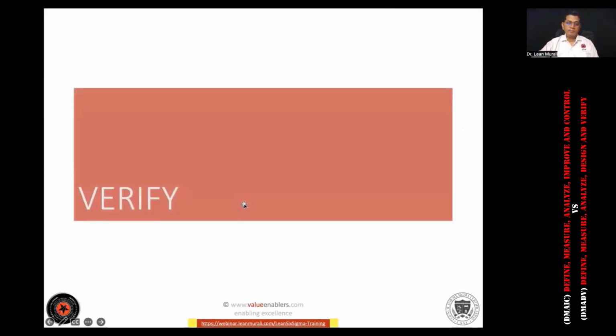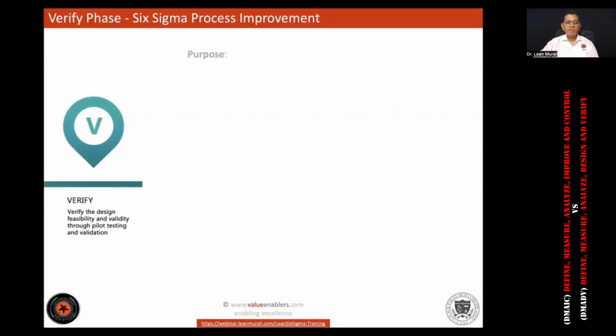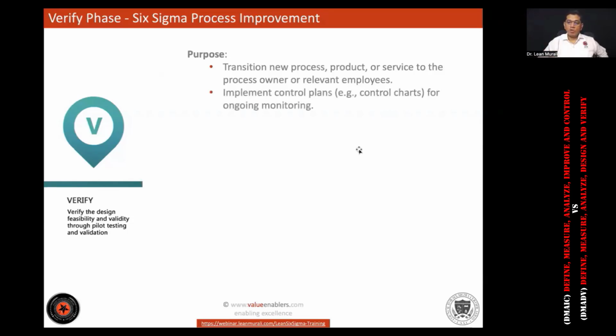And the last one is verify. Verify is the final phase of DMADV and is very similar to the control phase of a DMAIC project. What we see is we verify the design feasibility and validate the pilot testing and validation. Now we transition the new process or product or service to the process owner or relevant people who have to take care of that in the future. That's the purpose. And we also implement what are called control plans. There are a lot of control plan tools in the control methodology, which we will talk about, so that it doesn't slip back.